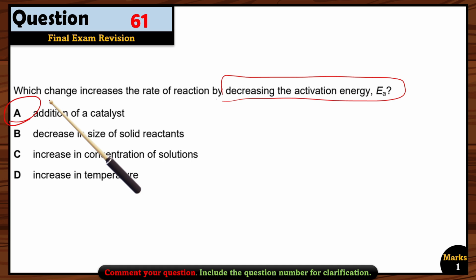So addition of a catalyst is the right option. See the word activation energy. Decreasing activation energy we can only get through the addition of a catalyst. So you just have to choose the option of addition of a catalyst, that is option A. That is the right option.